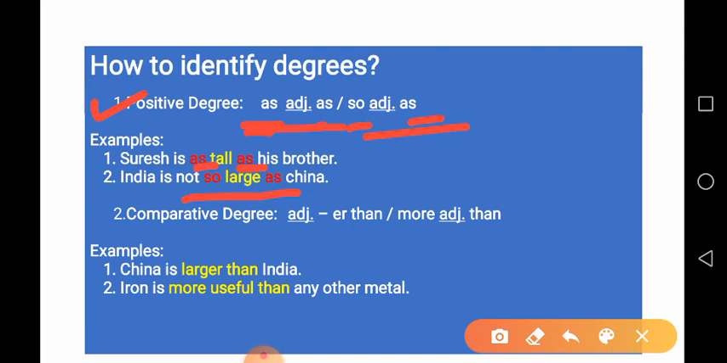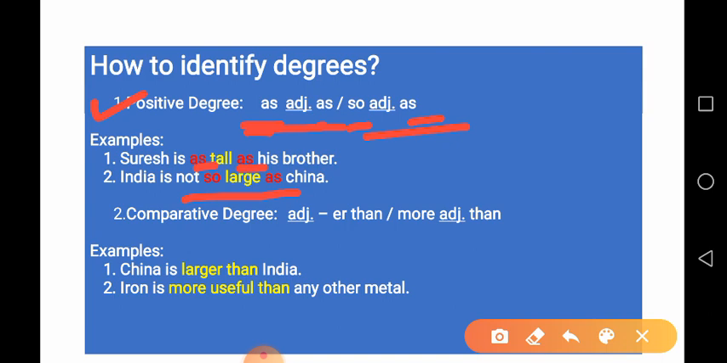Friends, have you got this? How to identify a positive degree? Yes, adjective is written in between as or so as. When you find an adjective is written in between as or so as, this is called a positive degree.